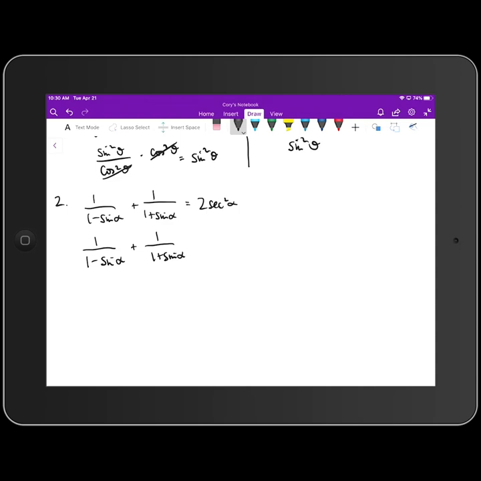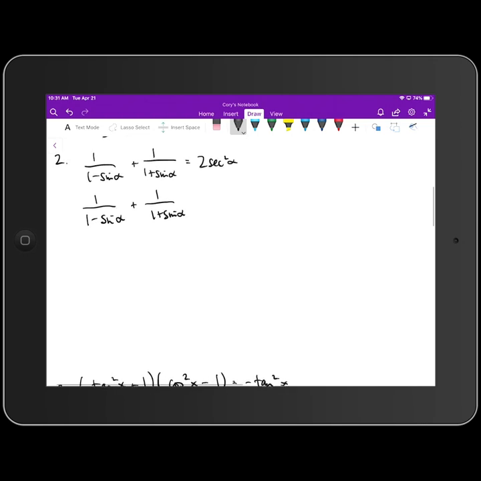Again, I want to look at the right-hand side to give myself a map of where I want to go. When I look at the right-hand side, 2 times the secant squared of alpha, I can rewrite that as 2 over cosine squared, which tells me two things. Number one, that's a single fraction, so I'm probably going to want to write the left-hand side as a single fraction. And secondly, I need my denominator to be cosine squared. That's going to guide me with what I'm doing on the left-hand side.